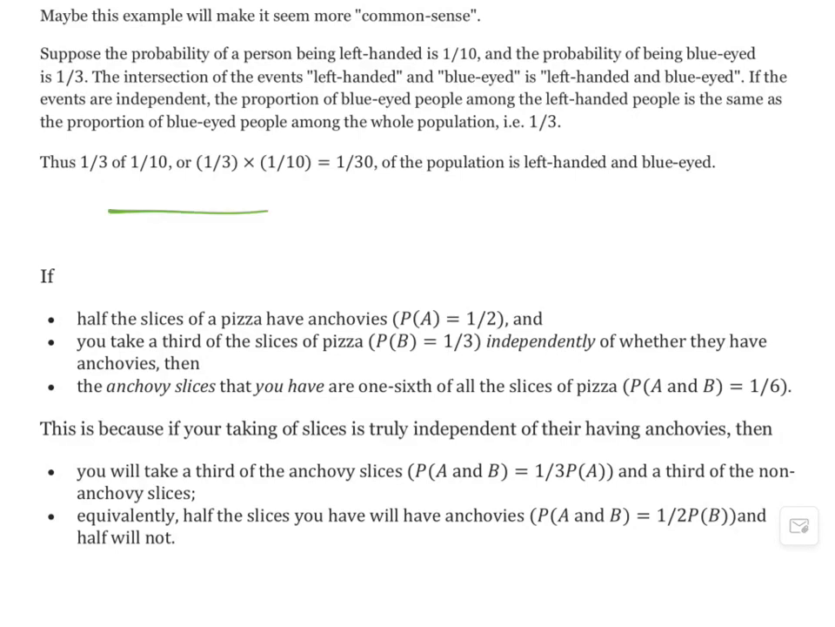Right. So another example: suppose the probability of a person being left-handed is 1/10, and the probability of being blue-eyed is 1/3. The intersection of the events left-handed and blue-eyed is left-handed and blue-eyed. So that's what we mean by and. It's an intersection. It's two things, left-handed and blue-eyed. If the events are independent, right, they don't depend on each other, then the proportion of blue-eyed people among the left-handed people is the same as the proportion of blue-eyed people among the whole population. Right. So this is something that's built into the meaning of independent.